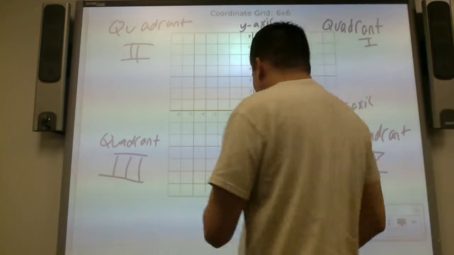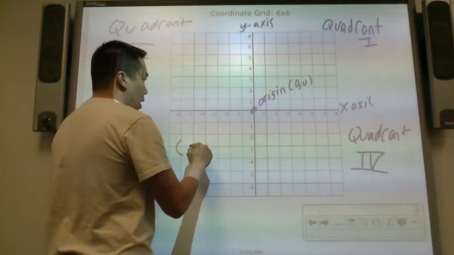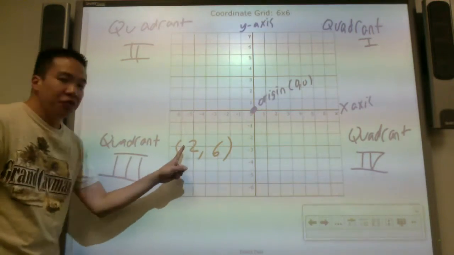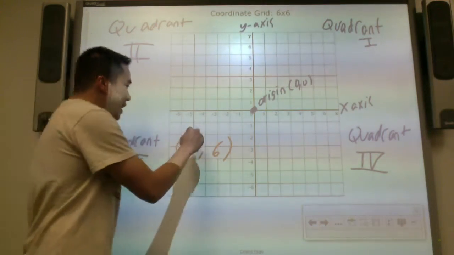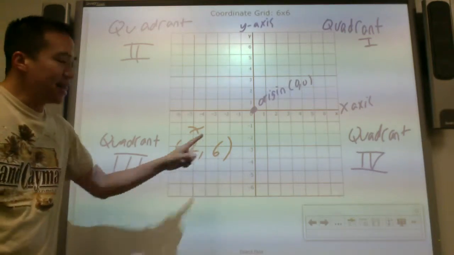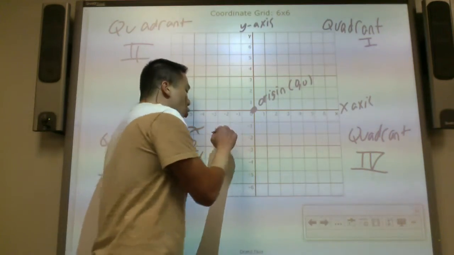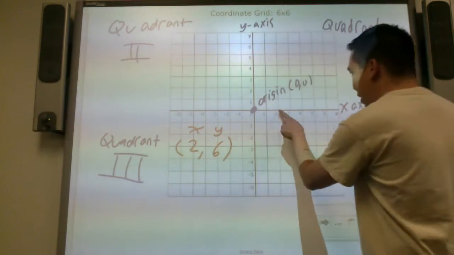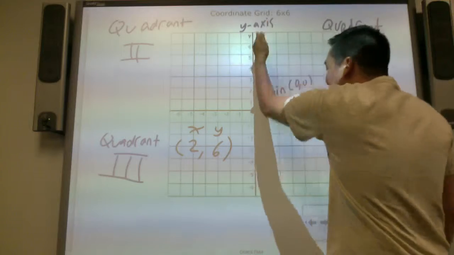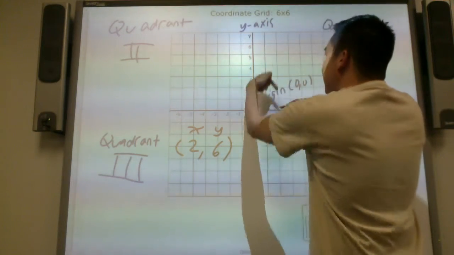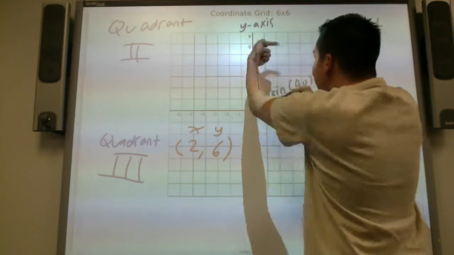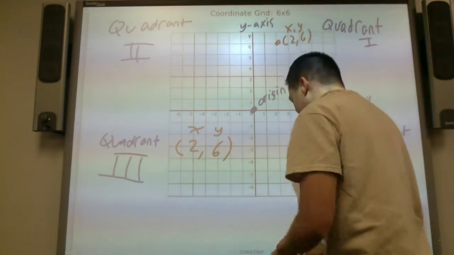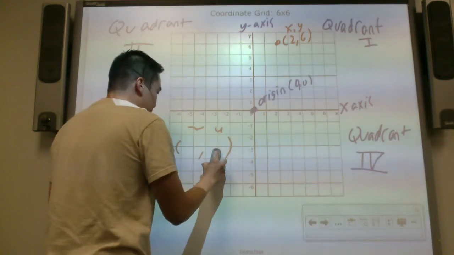So how do you graph? Well, for example, if I have an ordered pair like 2, 6, the first number represents the x-axis. The second number in the ordered pair represents the y-axis. So you look at the x-axis for 2, right there. Then you look for the y-axis for 6. Is 6 above or below? It's above, so it's right here. So 2, 6, or x, y. Let's try another example.